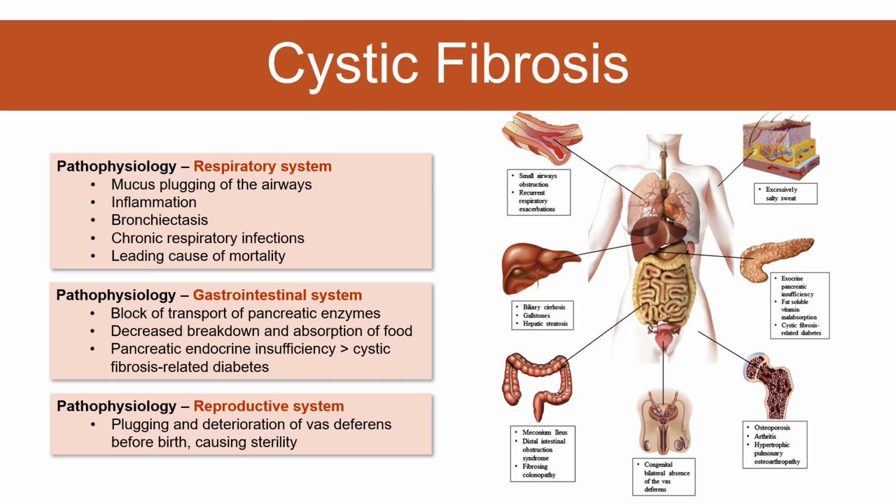In the GI system, it mainly blocks the transport of pancreatic enzymes. So our pancreas has two functions, endocrine and exocrine. The endocrine function is insulin, and the exocrine functions are all those enzymes that we use to digest our food. So if those are blocked, we're going to have an issue. That means the patients are going to have decreased breakdown and absorption of food, and pancreatic endocrine insufficiency. So they can actually get cystic fibrosis related diabetes because of all of the blockages. The insulin just isn't able to make it out where it needs to go.